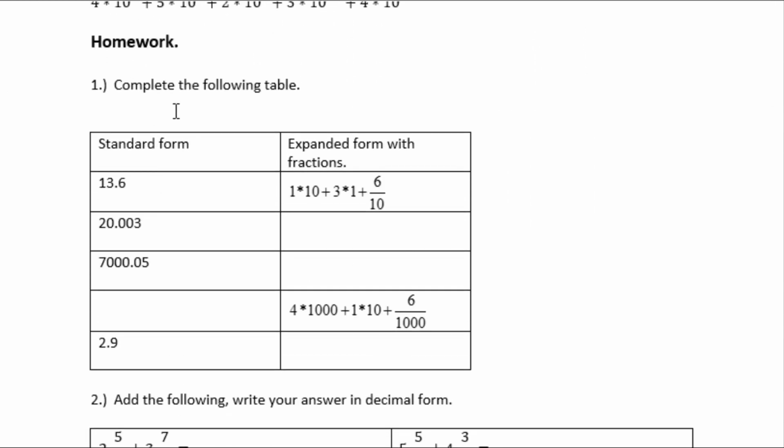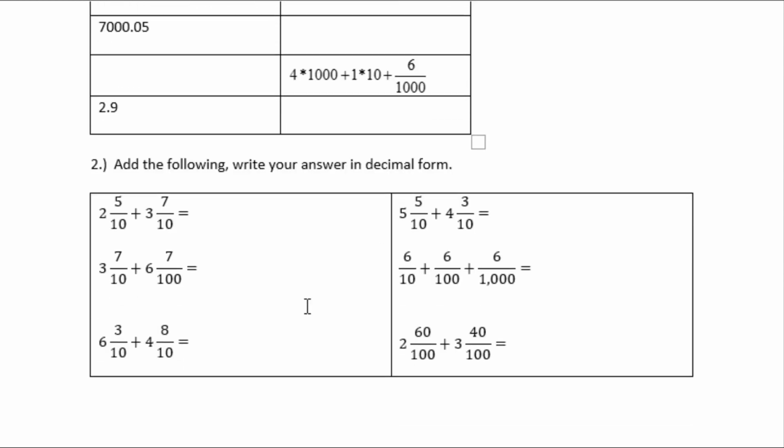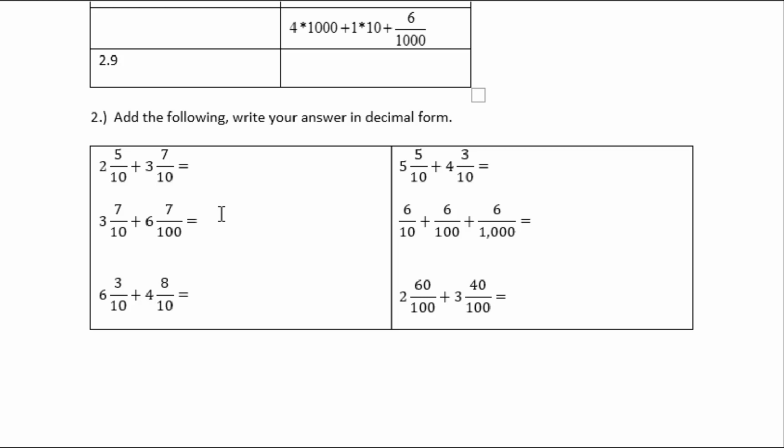Here starts the homework. Complete the following table. Expanded form with fractions. So you're getting a standard form of a decimal and you're writing it in expanded form. And I gave you an example right here, so that shouldn't be very hard. This one you just have to go backwards, but that's not very hard either, right? So we don't need to do one of those. Let me give you an example of one of these. So let's pause here.